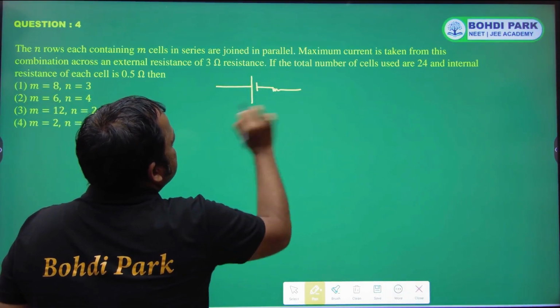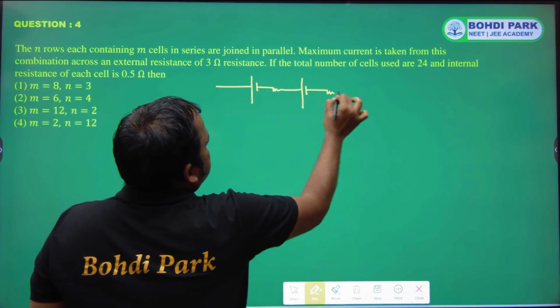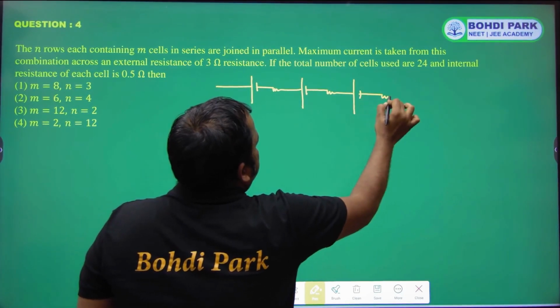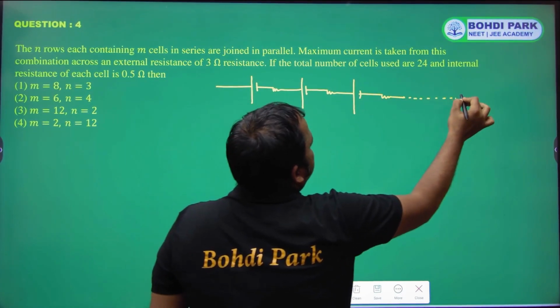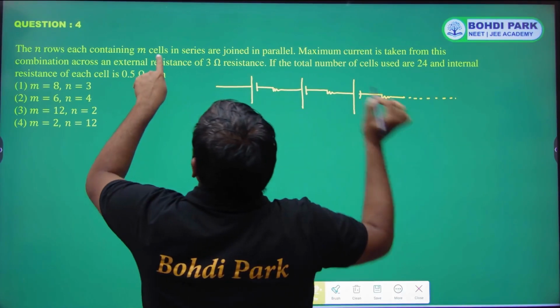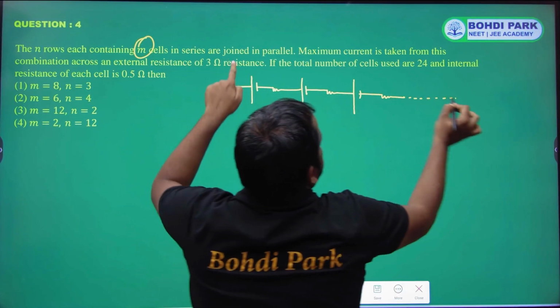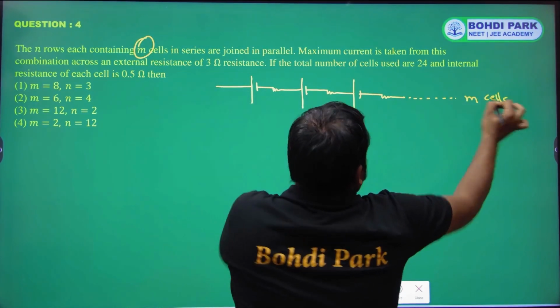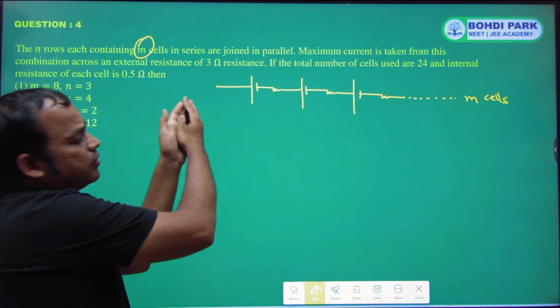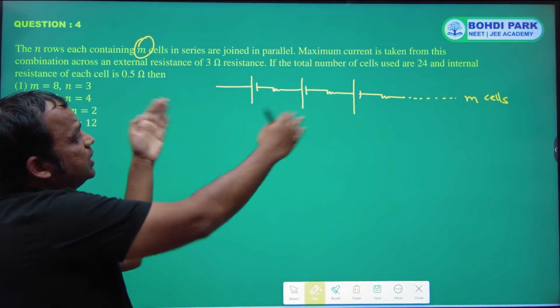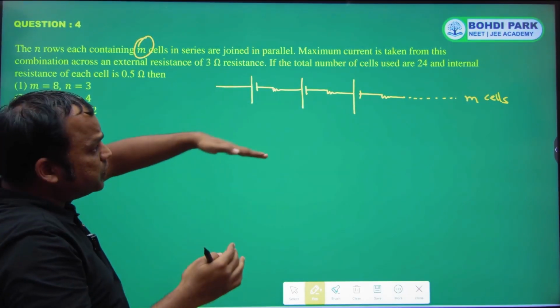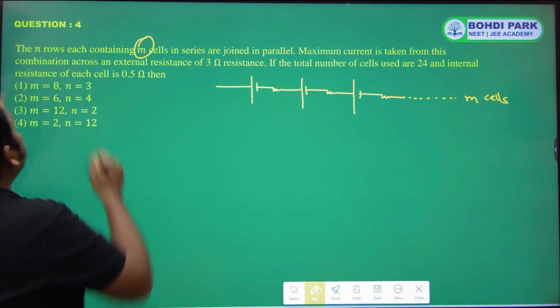This is, suppose, one cell, then another cell, then another cell. They are connected in series. So like this we have m cells in series. Now this is one row, and like this how many rows are there? N rows are there.